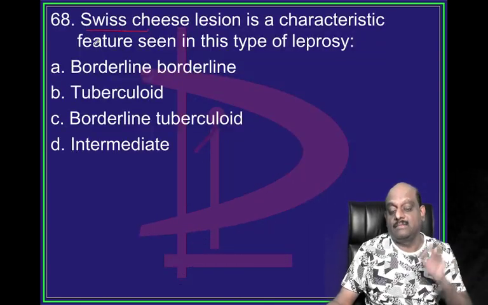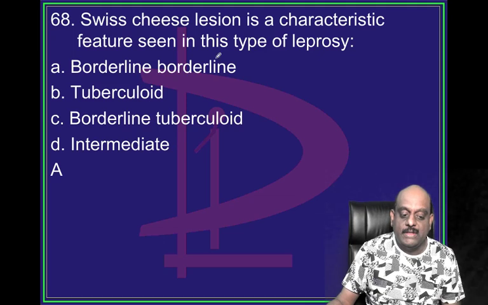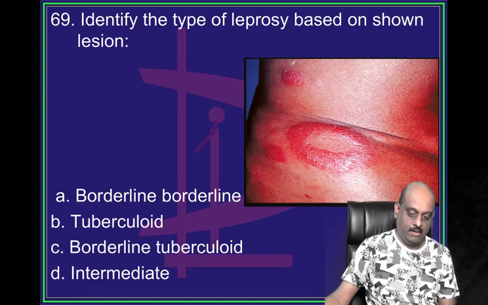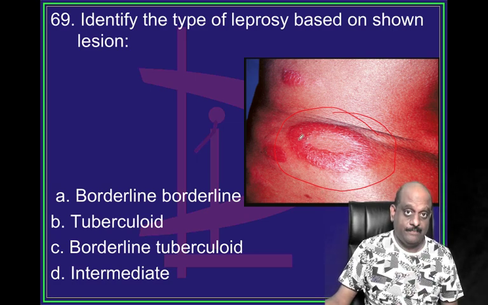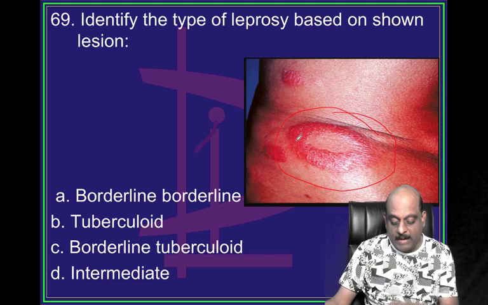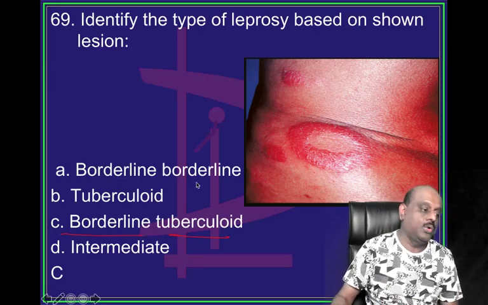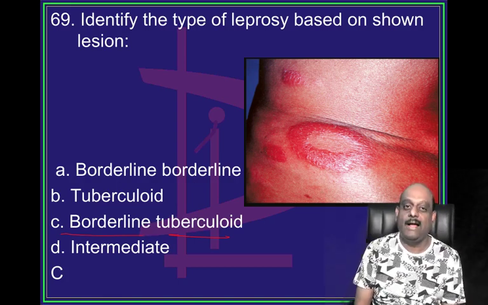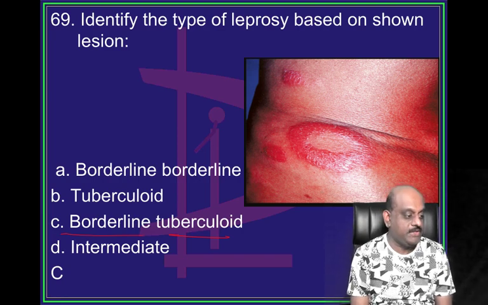Swiss cheese lesion is a characteristic feature of, once more, FMG examiner's favorite question. Swiss cheese hota hai borderline BB mein. You are able to see here a lesion. Looking at that lesion, aapko kya yaad aa raha hai? What type of lesion is that? It is a borderline tuberculoid lesion. So now you are the experts in leprosy, doctor, and I am very sure about one more question the examiner gives, you are confident to answer, right?